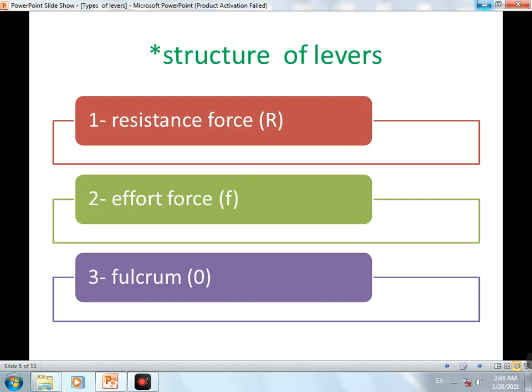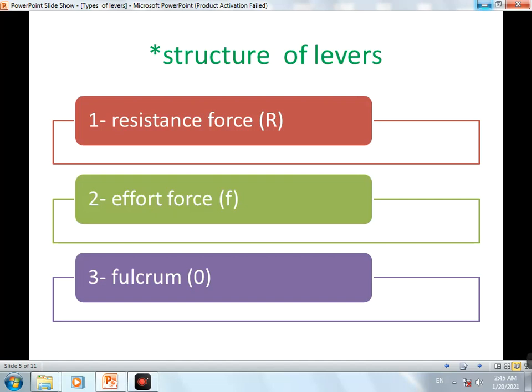For resistance force, it is the force that results from the weight of the body that we want to move. Okay? From the body that we want to move. But effort force, it is the force exerted by a person to equilibrate the resistance, from the man, from us. Okay? And fulcrum, it's a fixed point where the bar rotates around.